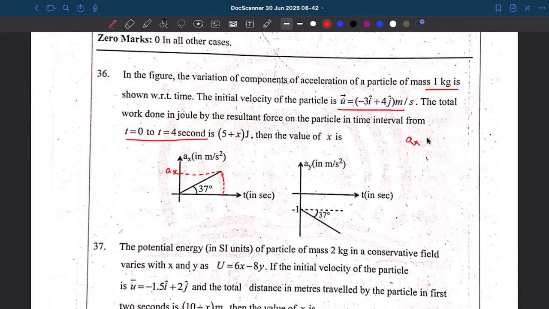ax is equal to 3/4 times t, so at t equal to 4, it is 3 meter per second square. So the area of this first part is half into base into height. Height is 3, so 9 by 2, 4.5.